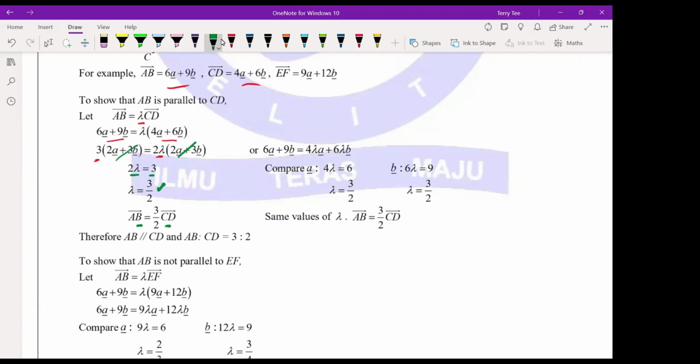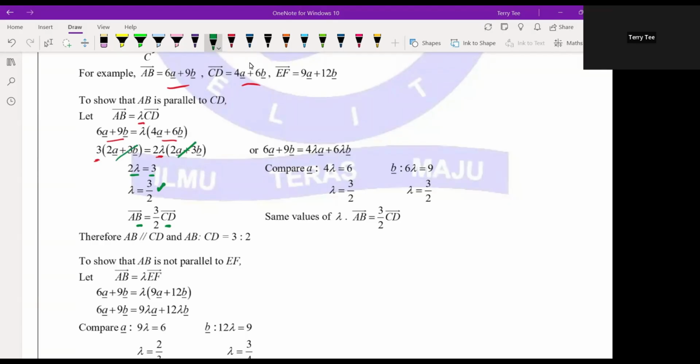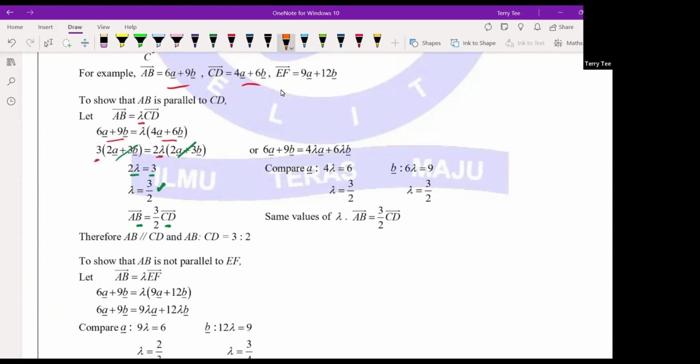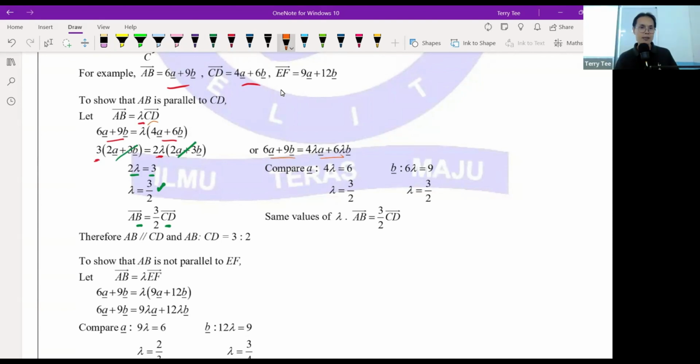There's another way. The second method is this. We say AB equals lambda CD, but we times the lambda inside. Then we compare vector A with A here, and we get lambda is 3 over 2. Compare vector B and B, we get lambda 3 over 2. So you can see that the values of lambda are the same. Therefore, AB is lambda CD, then they are parallel as well.